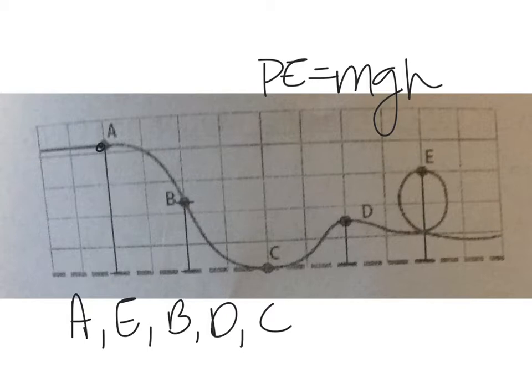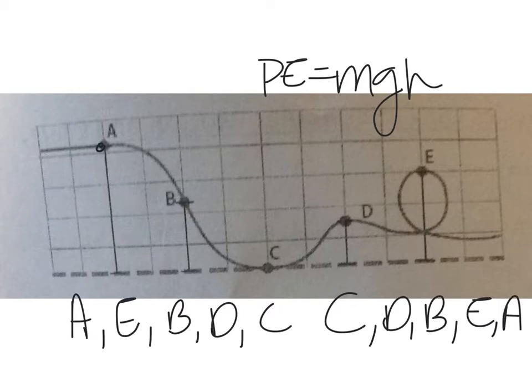All right. Now for part B with kinetic energy, it's going to be the opposite. So wherever it's the lowest to the ground, it's going to have the most kinetic energy. So that would be C, then D, B, E, and then A. And the reason for this is that our total mechanical energy is the same throughout the track. So like our total, if it was 100, it'd be 100 every single spot on the coaster.